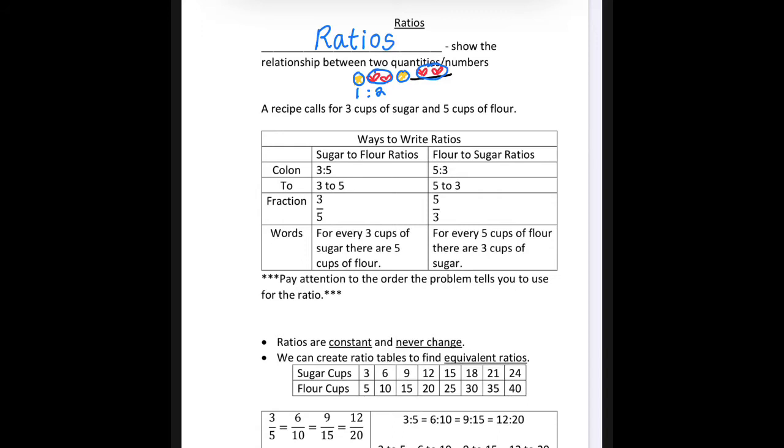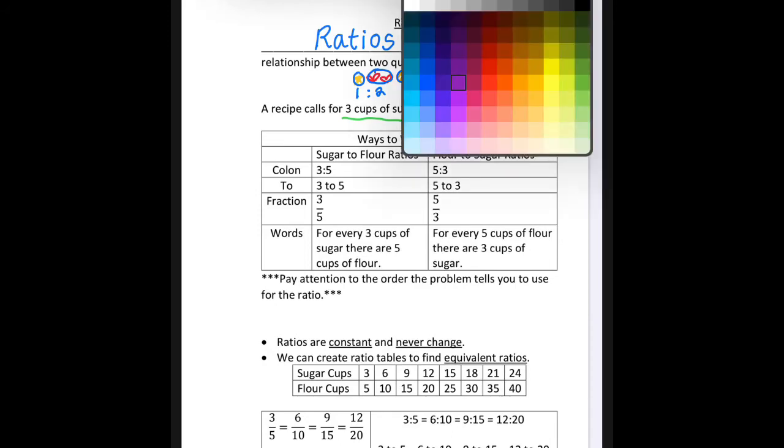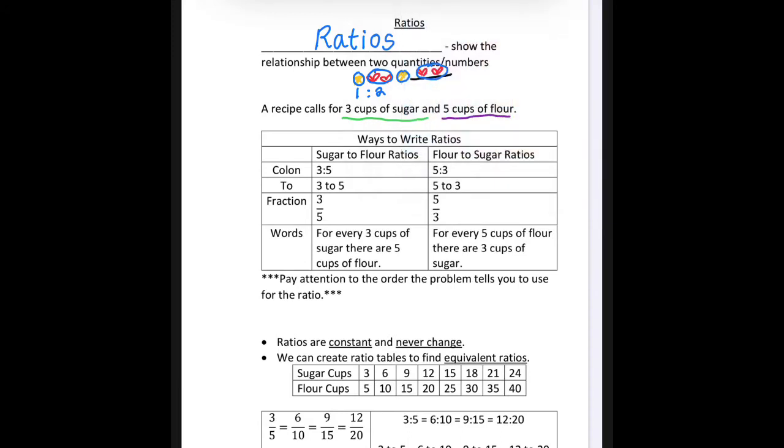In everyday life, we use ratios when we're cooking. A recipe calls for 3 cups of sugar and 5 cups of flour. I'm going to use a different color for that because that's going to be more helpful to us.